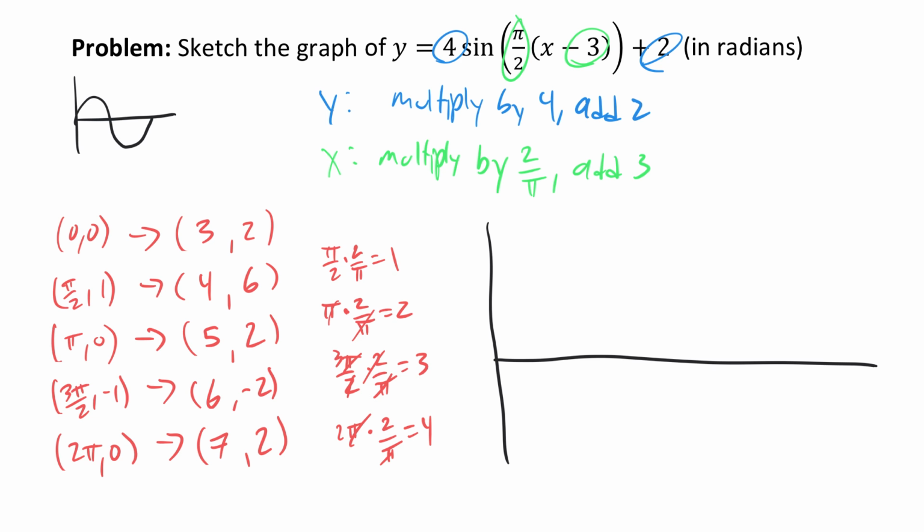Let's label our y-axis. We've got a 6, a 2, -2. And for x, we've got 3, 4, 5, 6, and 7. All right, here we go. Let's get our points down. So (3, 2), (4, 6), (5, 2), (6, -2), (7, 2). Connect the dots. And we're good to go.